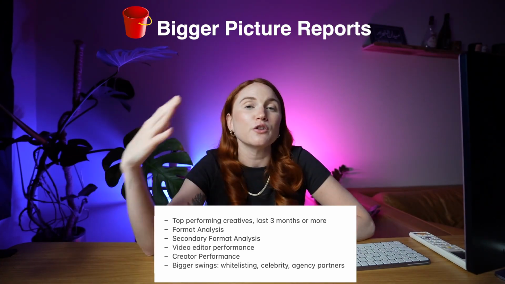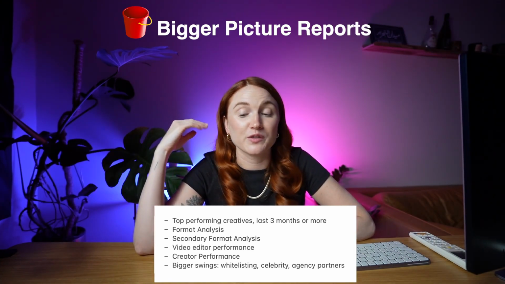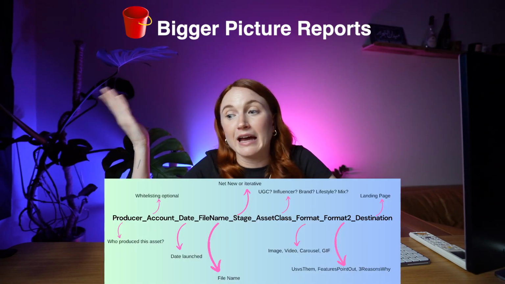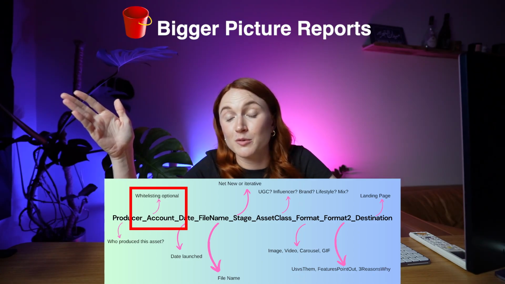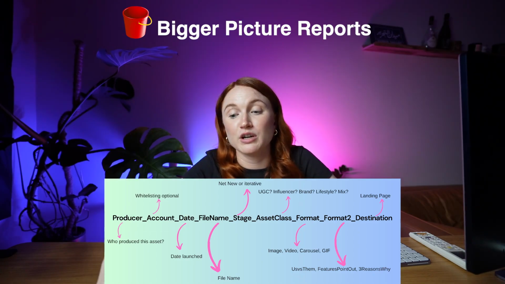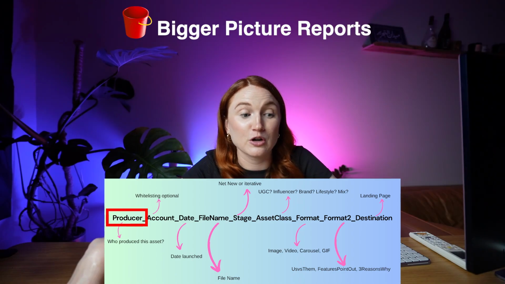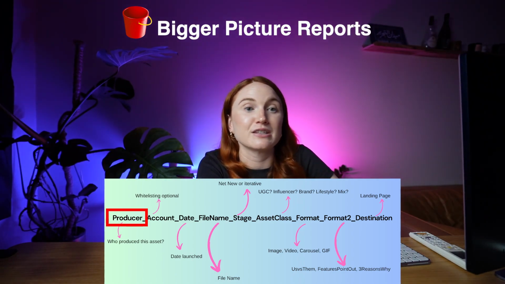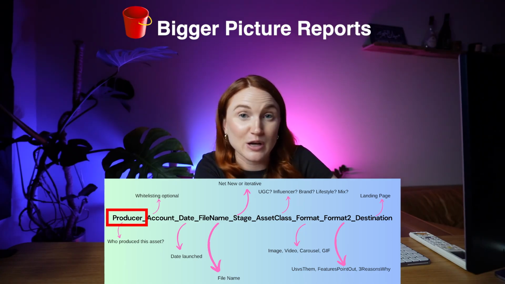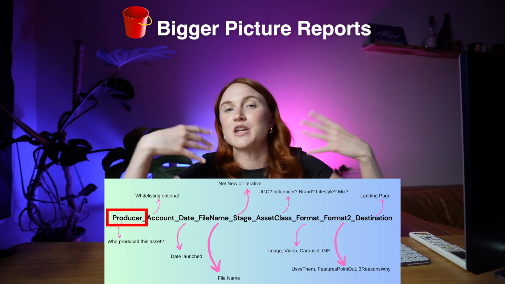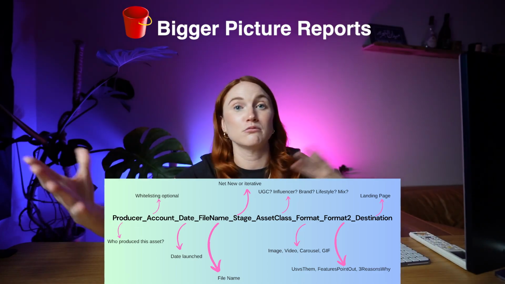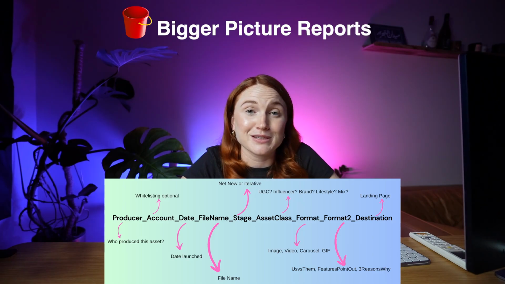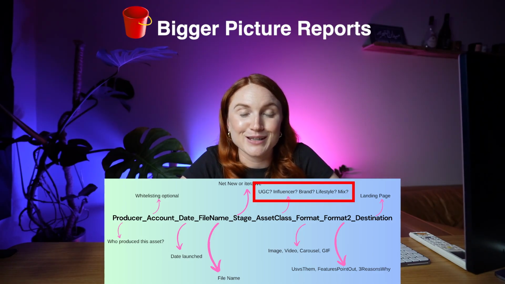The other types of big swing reports that we're going to be doing are things like whitelisting. It's really easy to utilize the naming convention to look at whitelisted content versus the performance of non-whitelisted content. You can also look at certain creative agency partners. So how is our internal team creative performing against all the other agency creative partners that we're working with, so that we can know, okay, should we continue the contract? Should we get rid of it? What should we do here? And also just bigger picture things like, should we continue working with celebrities or not? That's also a big one that I've been consulting on in the past.